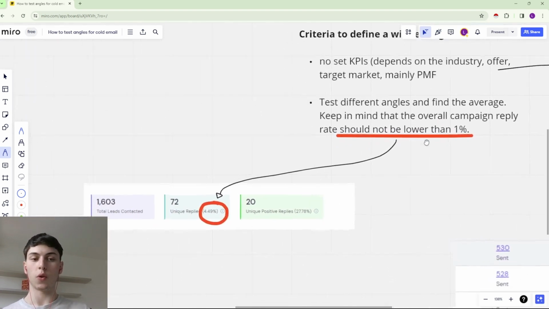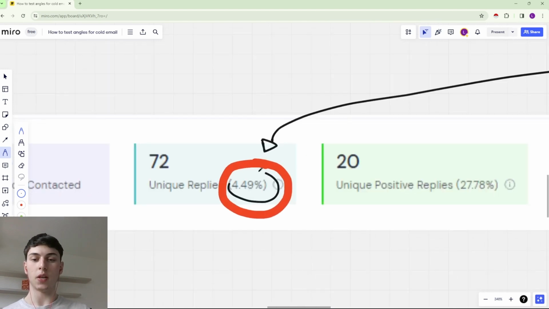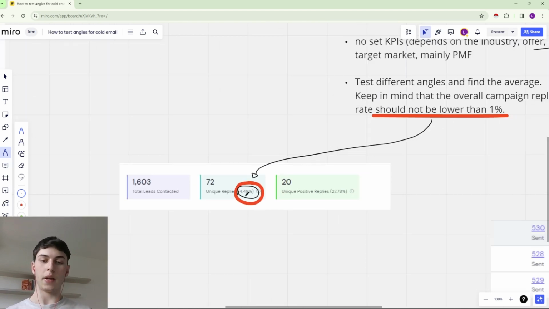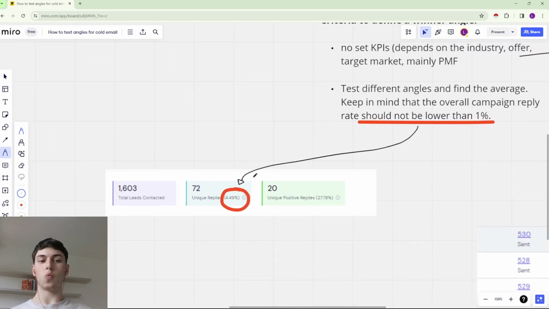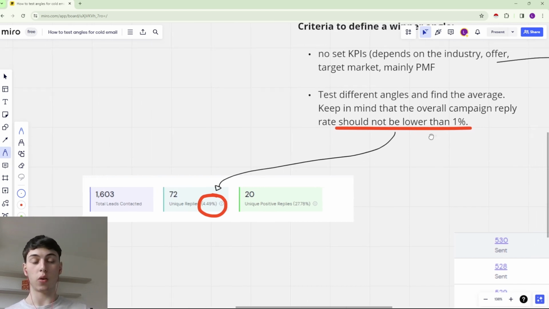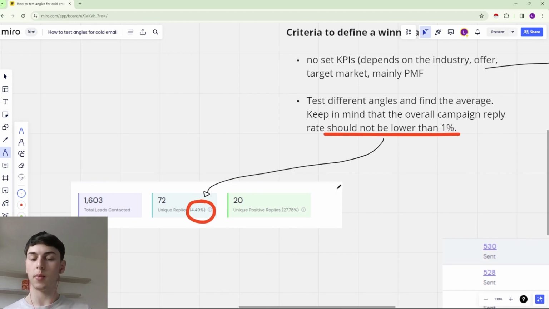When it comes to the overall campaign reply rate, I mean this number right here that you see when you go to the campaign on SmartLead, it should not be lower than 1% because if you're getting less than 1% of your emails replied, then there must be something else that's wrong. Most likely, it's going to be a deliverability issue. And so you want to fix that issue first before you split test other angles that you think are not working well, but it's actually a deliverability problem. So if you're getting a lower reply rate than 1%, go fix deliverability.